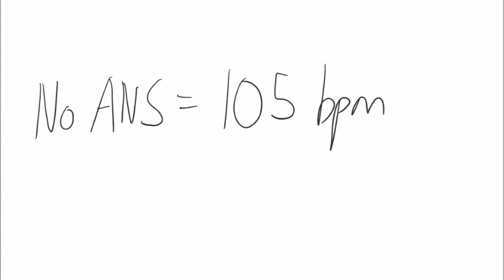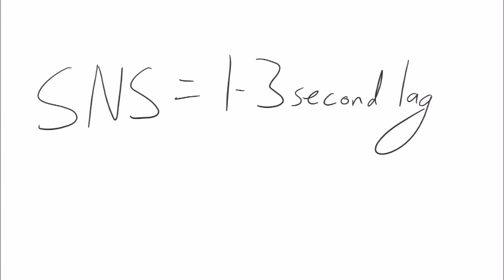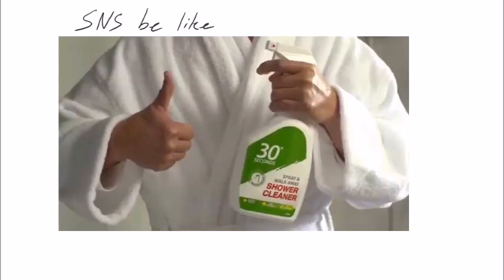Without any autonomic involvement, the heart would beat at around 105 beats per minute. The fact that in most people the resting heart rate is about 70 beats per minute shows that vagal stimulation is pretty important for maintaining a normal heart rate. The sympathetic nervous system has a lag of about 1 to 3 seconds between receiving the stimulation and the effects of it becoming evident in the heart. It also requires as much as 30 seconds for maximum effect to be exerted and to maintain a steady state. Why does this happen?